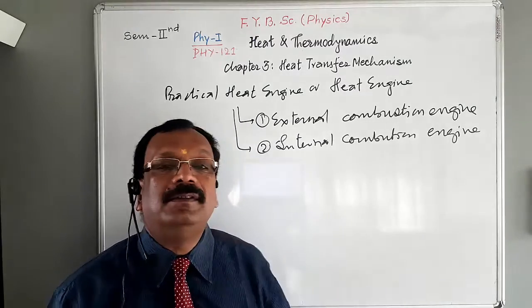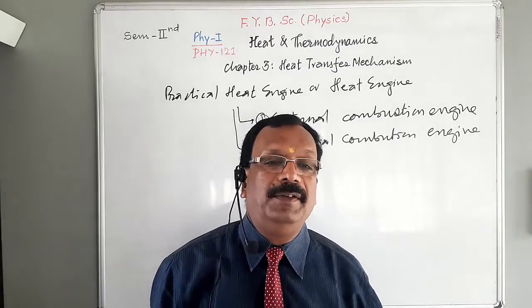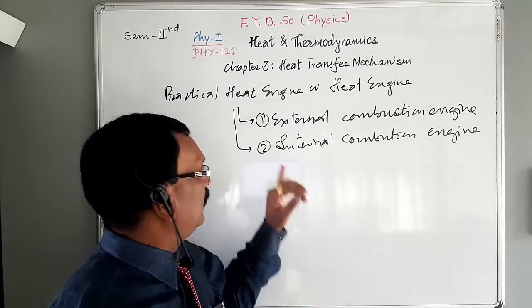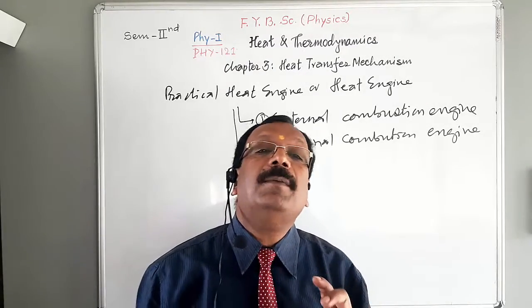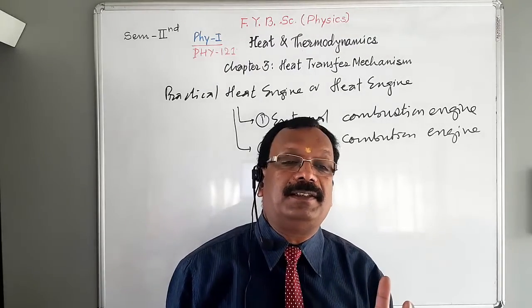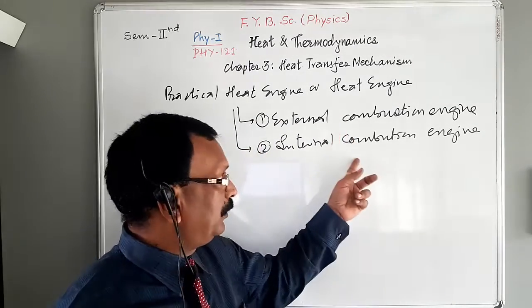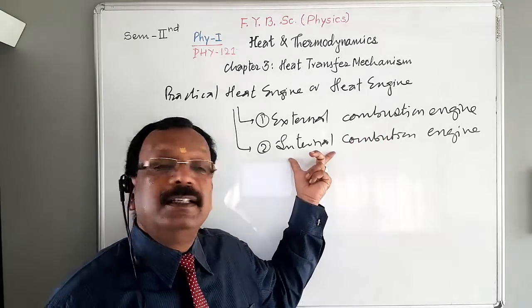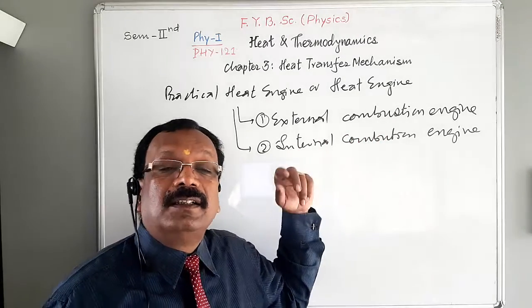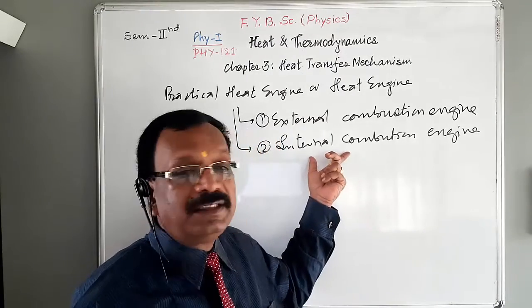For example, steam engine, steam railway heat engine. Now second, the internal combustion type engine. In this type of heat engine, the combustion of fuel takes place inside the cylinder of the engine. What is the difference between the two? In external combustion, combustion of fuel takes place outside the cylinder, and in internal combustion engine, it takes place inside the cylinder.